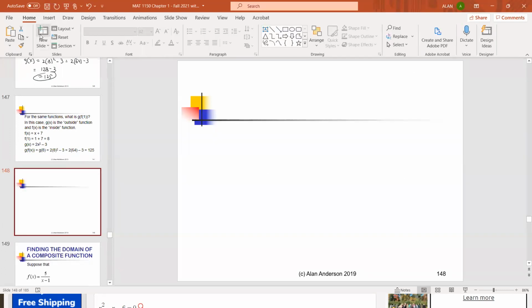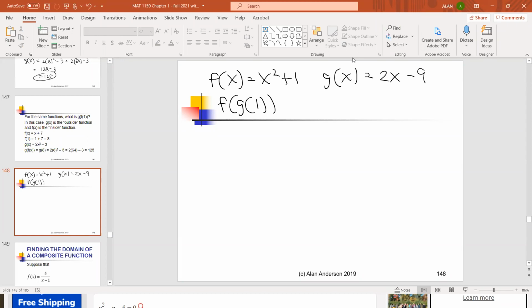All right. So f of x, let's say, is x squared plus 1. g of x is 2x minus 9. And I'm going to give you two of these: f of g of 1, and g of f of 0. Ooh, there's two of them. All right, so why don't you take a minute and see what you can do. If you can get this one too, I think we're in pretty solid shape.